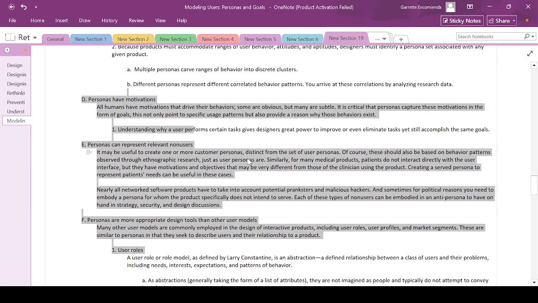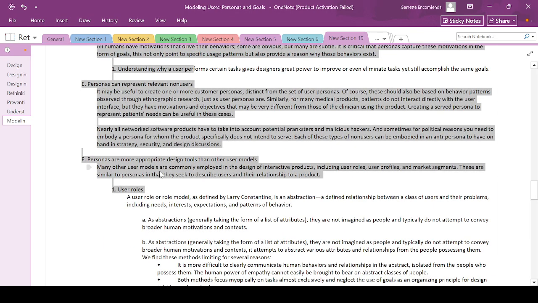Personas have motivations. All humans have motivations that drive their behavior. Some are obvious, but many are subtle. It is critical that personas capture these motivations in the form of goals. This not only points to specific usage patterns, but also provides a reason why those behaviors exist. So it's not just blank usage analytics, but also the real reason or motivation why those exist. Understanding why a user performs a certain task gives designers great power to improve or even eliminate tasks yet still accomplish the same goals.